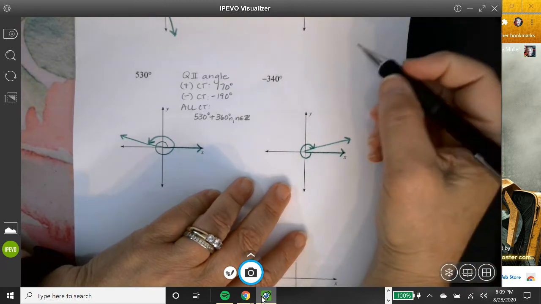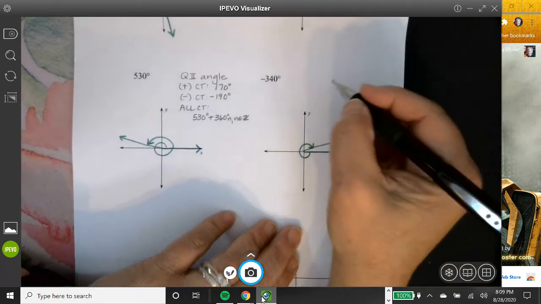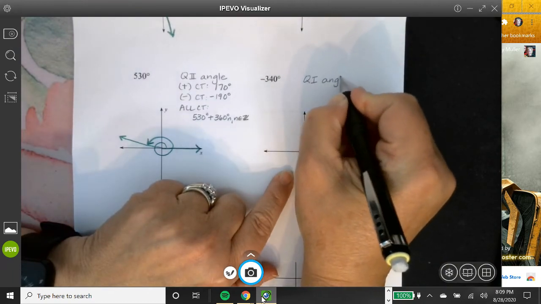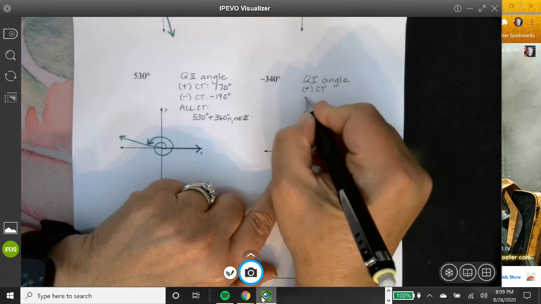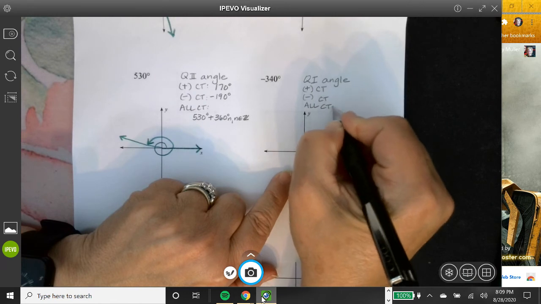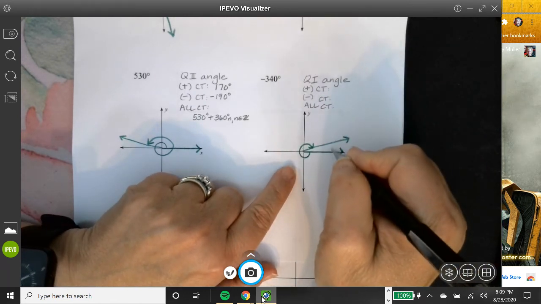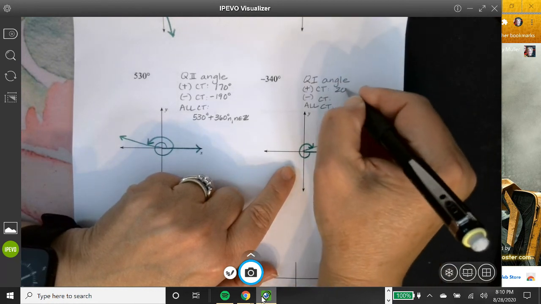All right. So let's talk about what kind of angle this is. This is a quadrant 1 angle, because my terminal side is in quadrant 1. A positive coterminal, a negative coterminal, and an expression for all coterminals. A positive coterminal is going to be, I stopped 20 short of 360, so I'm going to say 20 degrees.